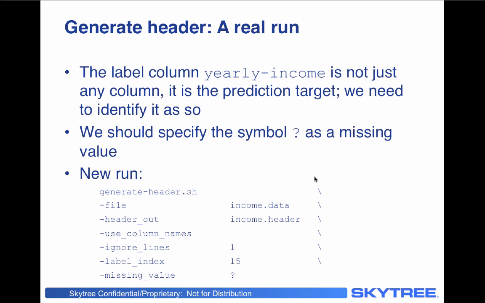So in this simple run, we did not identify the question mark as the missing value symbol. And another thing we did not do was identify the yearly income column as the prediction target column. So let's next give a run where we actually take care of these things. This is almost identical to the previous run, but the only two differences are that we now specify the label index option as 15, column number 15, and we specify the missing value symbol as a question mark. Let's next give this run.